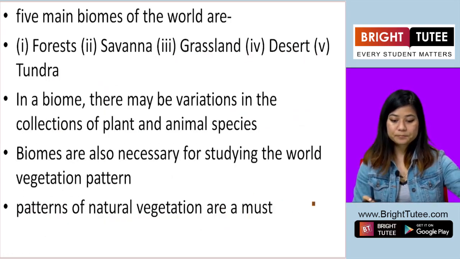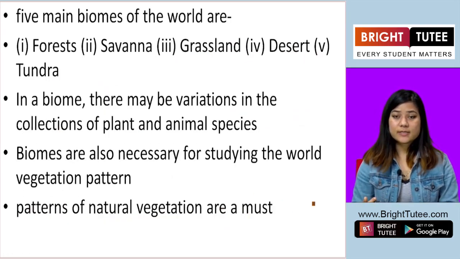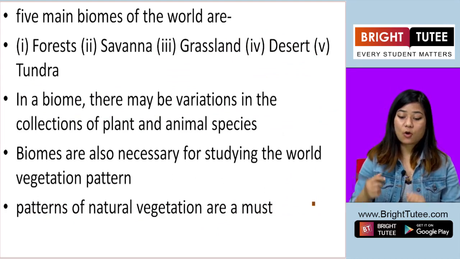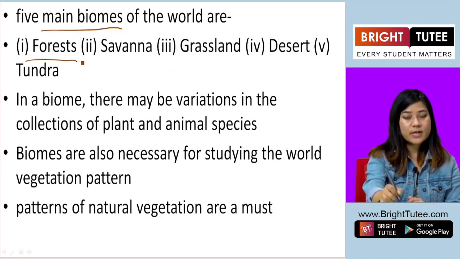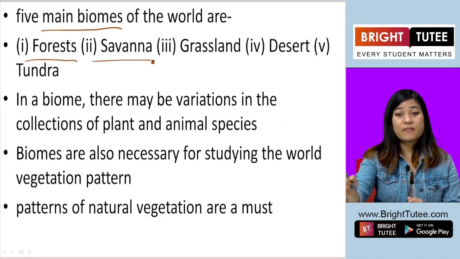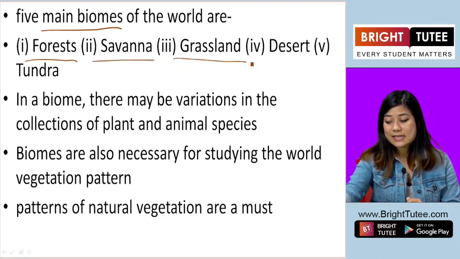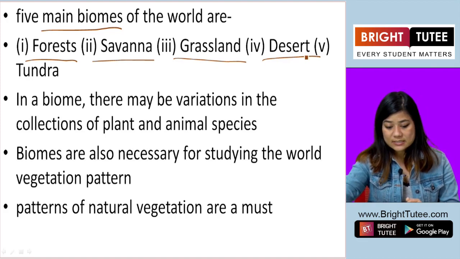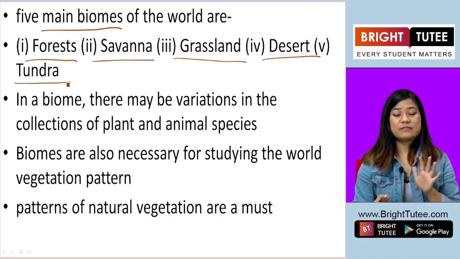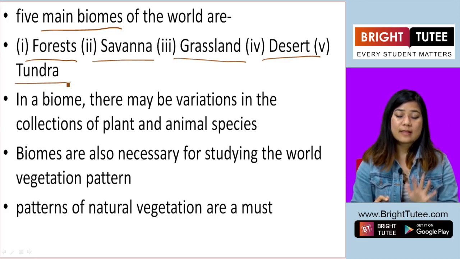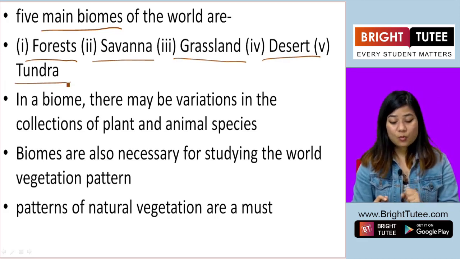Now, in the world, there are 5 different kinds of biomes. The first one is forests. Second, savanna. Third, grassland. Fourth, desert. And fifth, tundra. These are the 5 main biomes that are present in the world.